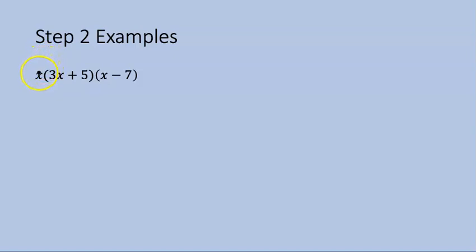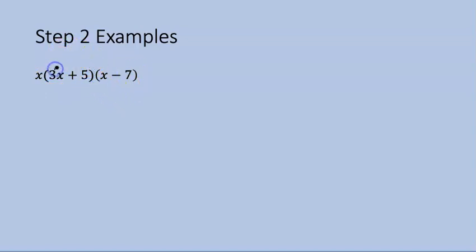So last time we had a look at how we expanded brackets using complicated variables from just 2 brackets. This time we're going to have a look at what happens if we do more than 2. So this first example, I've got x multiplied by 3x plus 5 multiplied by x minus 7. So first what I'm going to do is I'm going to expand the brackets first.